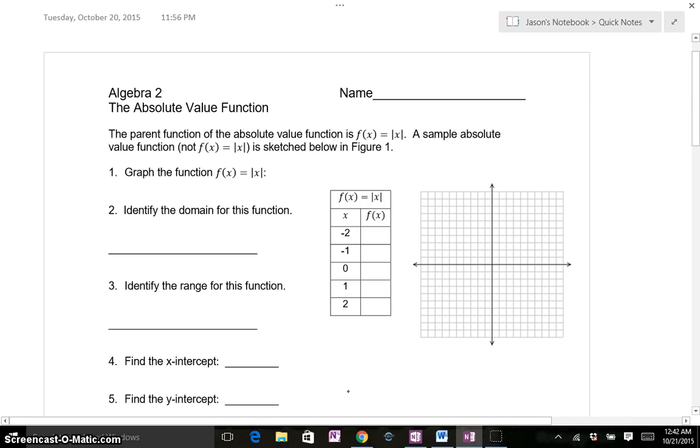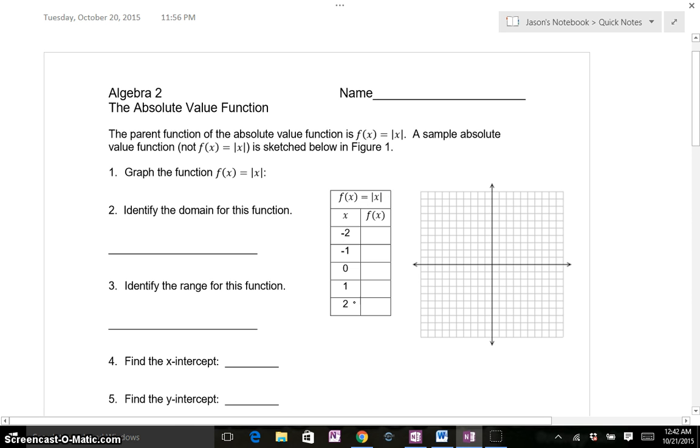Okay, we're going to look at the absolute value function. We're going to learn how to graph it using a table, and then we'll apply the transformations we learned into a table and see what happens with the graph. Alright, so we're going to look at f of x equals the absolute value of x. That's the parent function for absolute value.